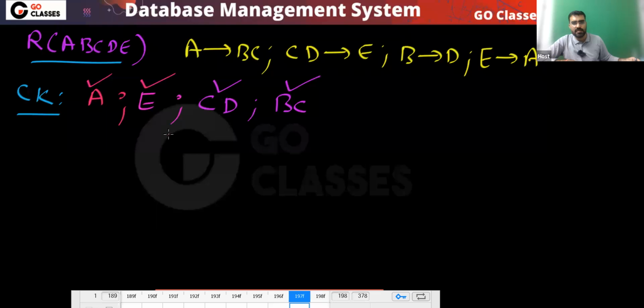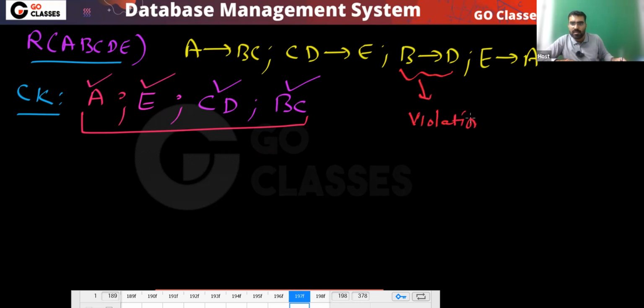A, B, C, D, E. Is this in 3NF? You can notice there is no non-prime attribute, so you can guarantee it is in 3NF because every attribute is prime. But is it in BCNF? I can say it is not in BCNF. You can notice this is a violation. Let me call it violation 1. What is another violation? You can check it out. Okay, this is the only violation.